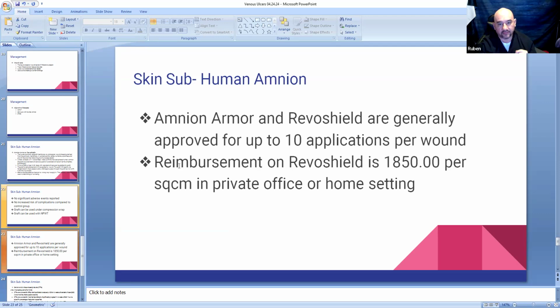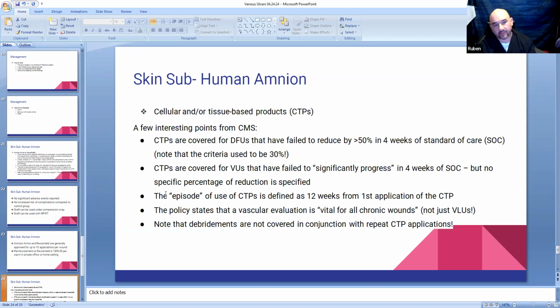And then the 10 applications, and then the reimbursement. And there's one more thing. Oh yeah. So I got this from, there were a few comments from CMS, right? With the cellular or tissue-based products. And I just want to mention diabetic foot ulcers because that is a specific criteria with the amount of healing.